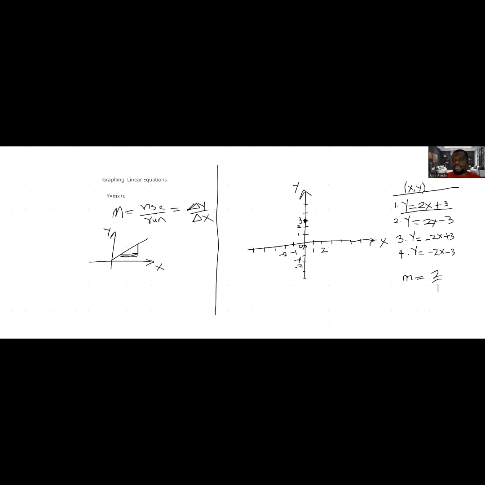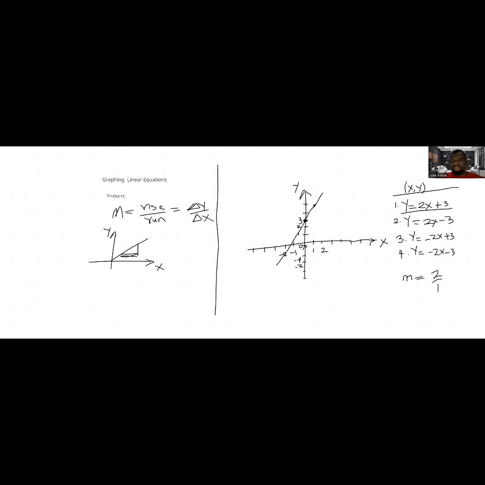Because the run is positive 1, we'll go to the positive x-axis. So this is 1, and the point will be here. These are the 2 points we need to plot that line. So it will simply just be what? You join these 2 points together, and that will give you the line y equals 2x plus 3.